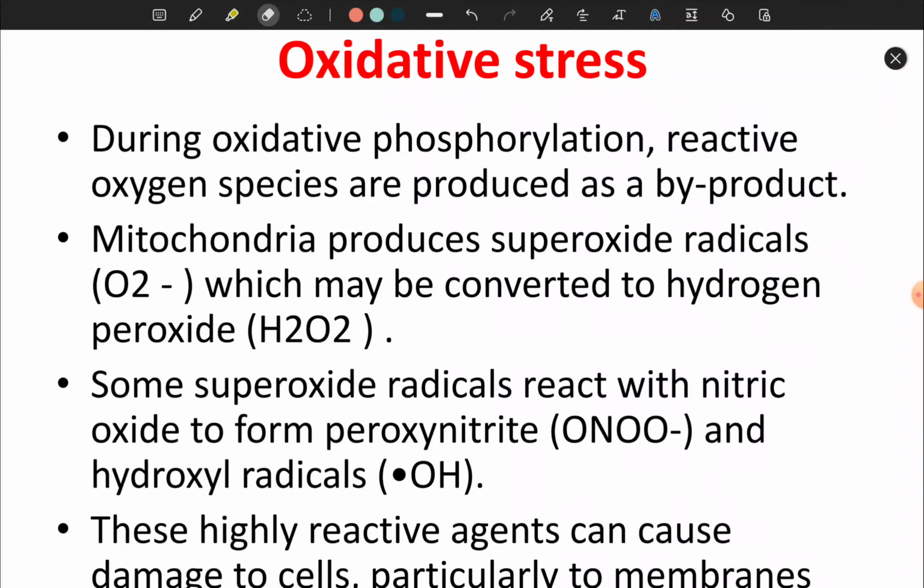Because there are electrons flowing with the oxygen. Some superoxide radicals react with nitric oxide to form these two, no need to memorize them. Just know these highly reactive agents can cause damage to the cell, particularly to the membrane.